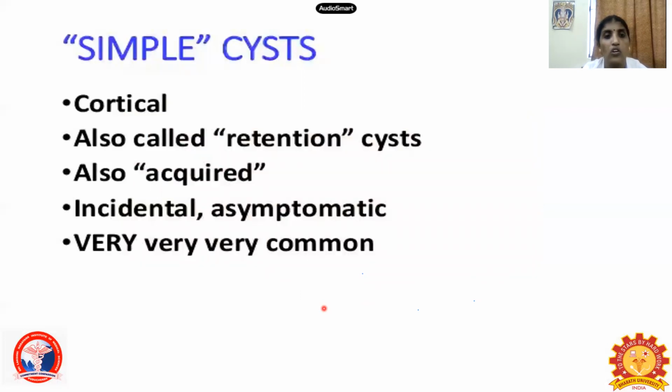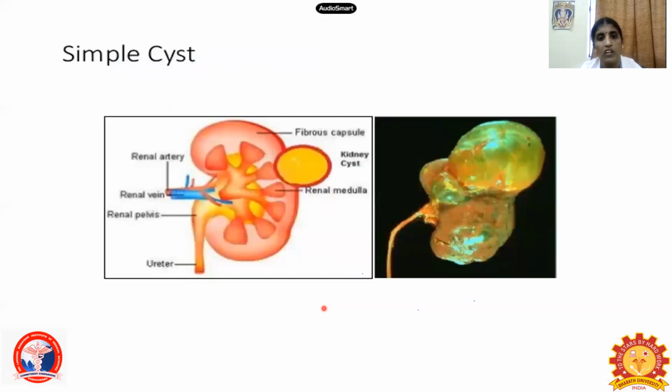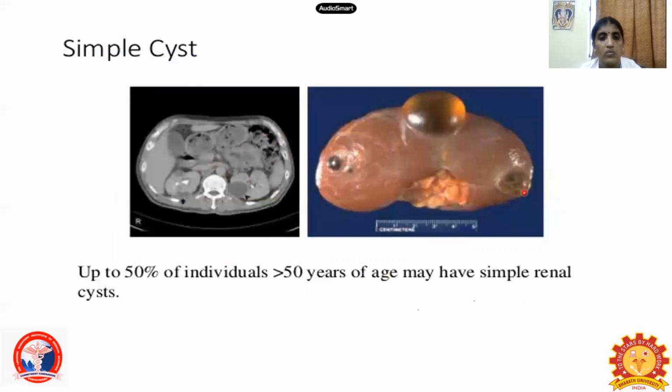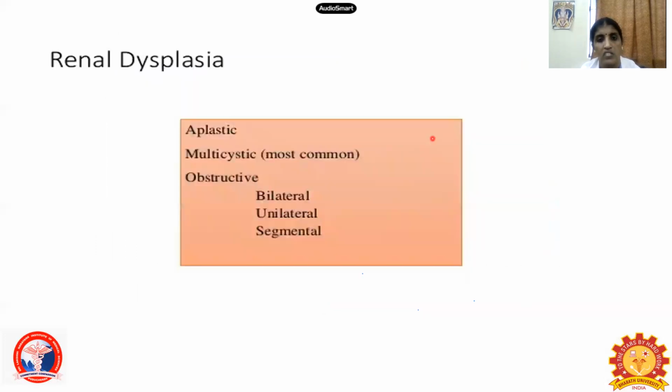What is a simple or localized renal cyst? It is most commonly located in the cortical region. It is also called a retention cyst. It is an incidental finding, asymptomatic. This is very common, most commonly an autopsy finding. Here you can see the size can vary, and accordingly the symptoms would vary. Here you can see on the surface of the cortical region there is a cyst.